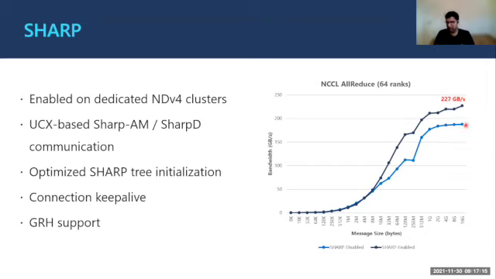Without SHARP, it's about 189 gigabytes per second. So again, this is very much close to the peak performance here. With a 200 gigabit per second NIC, the theoretical peak is around 200 gigabits per second, so we are reaching around 190. And then with SHARP, we can see it is now limited by the NVLink performance, about 227 gigabytes per second, again close to the theoretical peak.